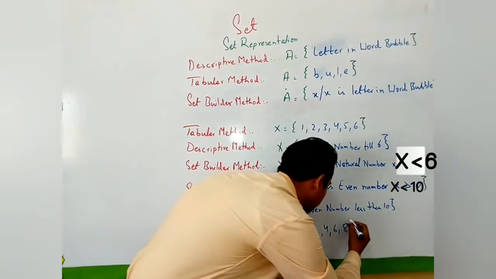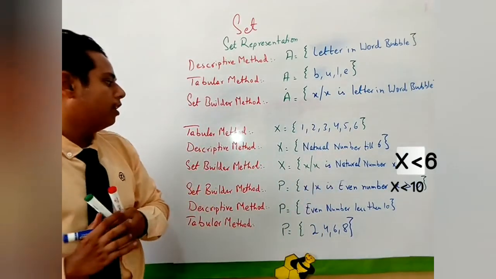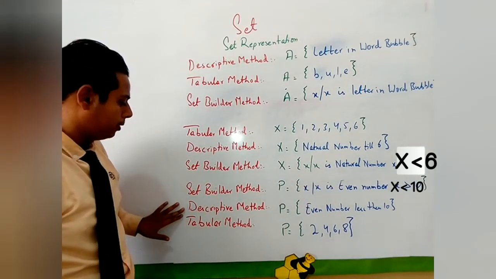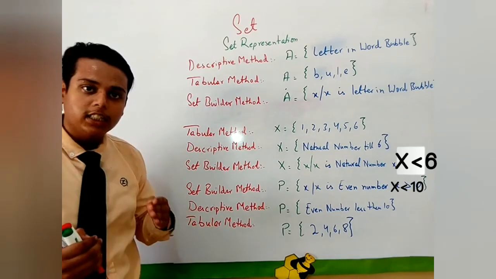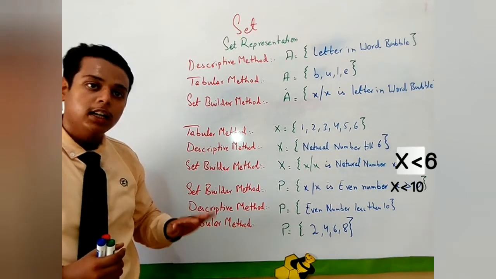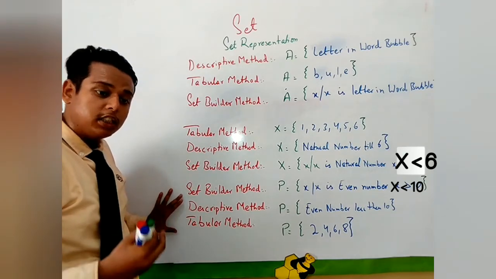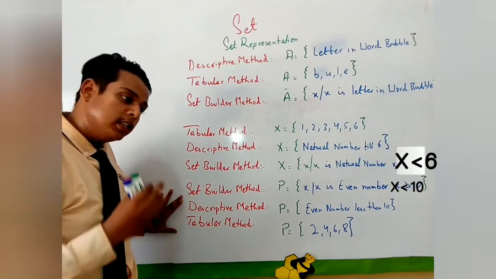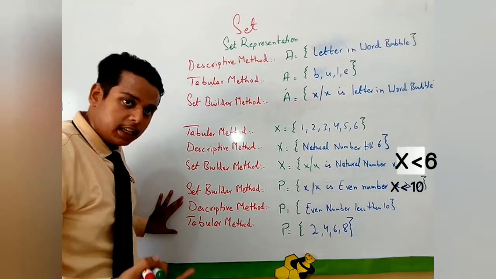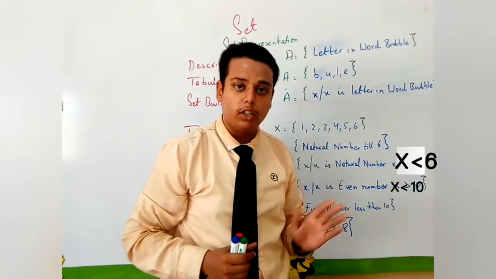Fine. So must remember that whenever we are talking about set builder form, descriptive form and tabular form, these are just the representation of the set. The set will remain the same. जब भी हम तीनों मेथड्स की बात कर रहे होंगे तो ये सिर्फ रिप्रेजेंटेशन के मेथड्स हैं. सेट हमारे पास क्या रहेगा? सेम.